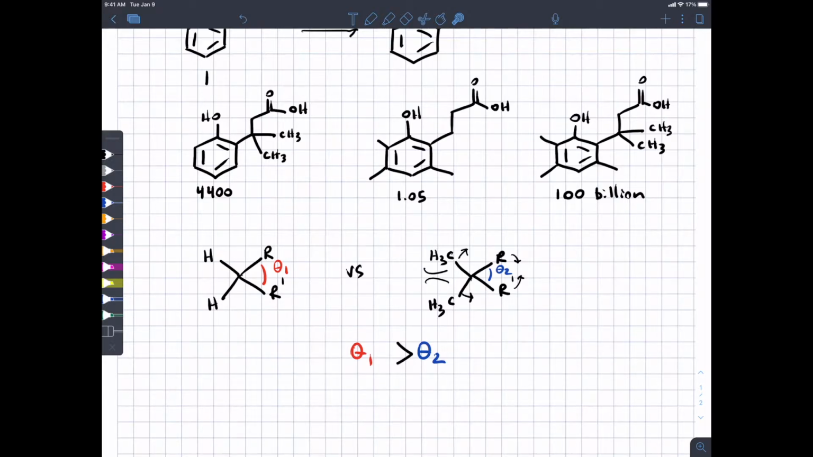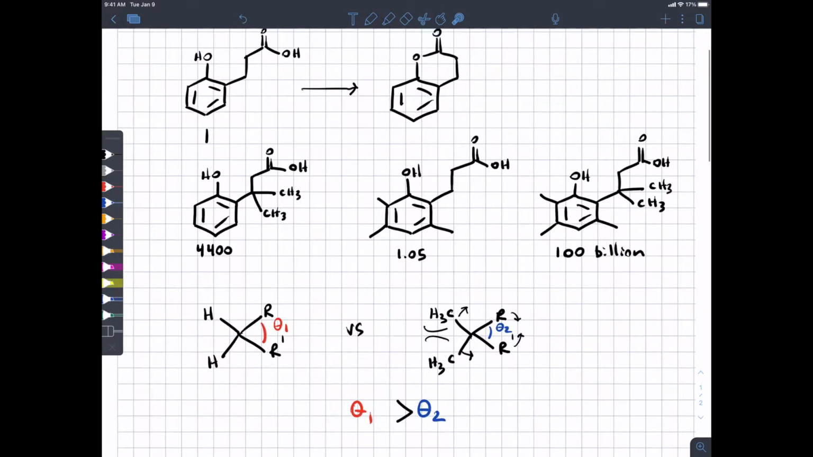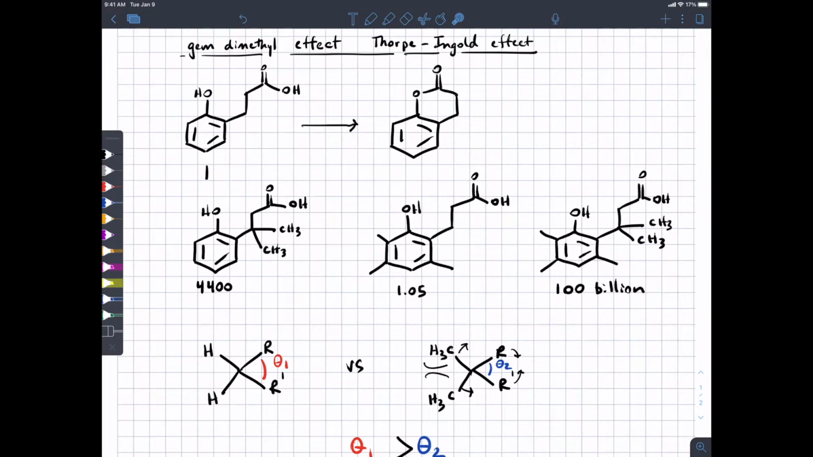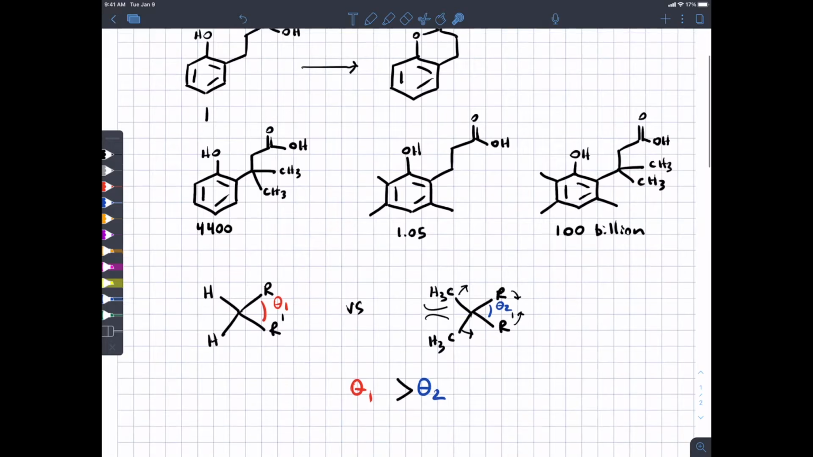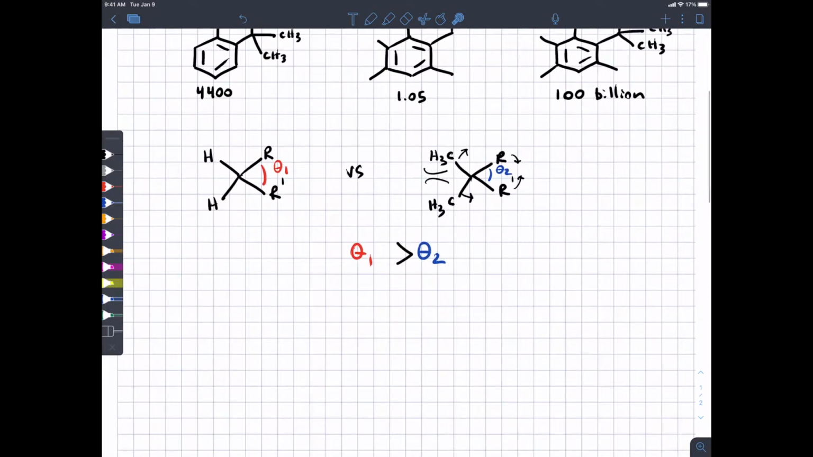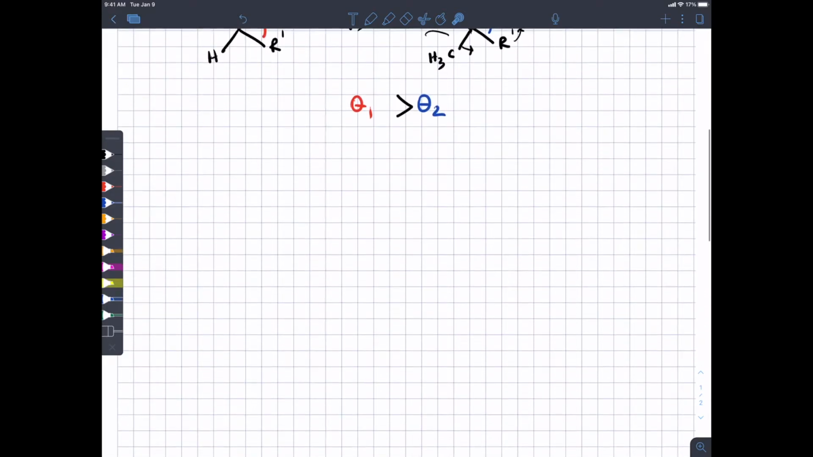The reason I bring this up is because you'll see it in a number of places, and if you ever see somebody putting two methyl groups on a carbon, you'll know what they're trying to do. They're trying to make cyclization happen more effectively, or trying to bring two groups closer to each other. A classic example of this is the amino acid AIB, amino isobutyric acid.